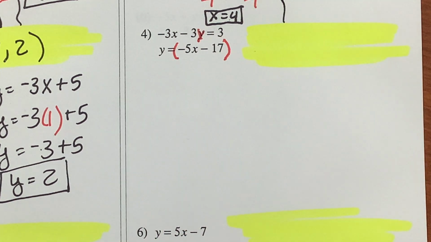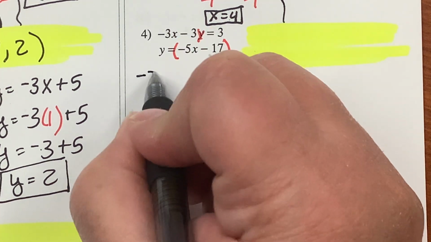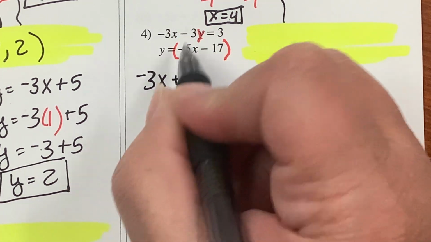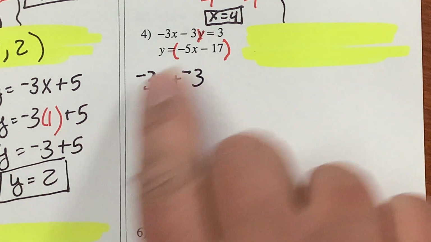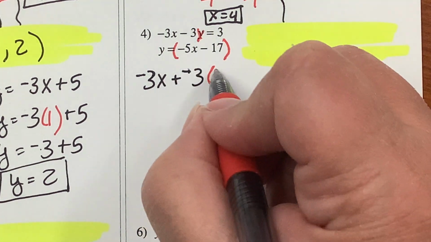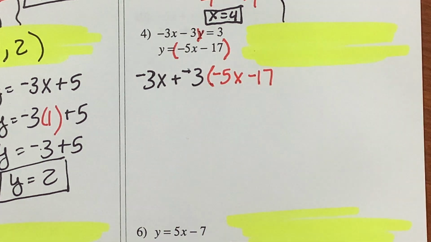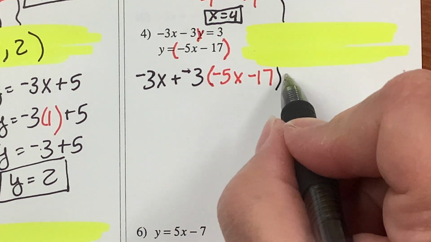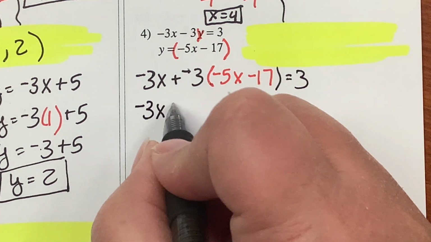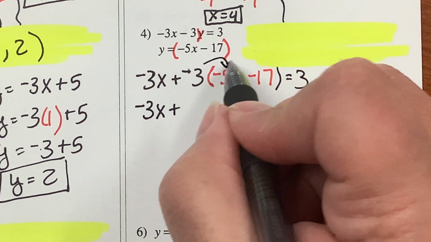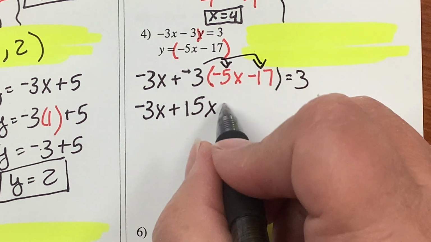And that's going to go up there. Copy the beginning: negative 3x plus, again, that minus is going to become plus a negative 3. Where the y was, substitute negative 5x minus 17 equals 3. Do some distribution. Negative 3x plus, negative times negative is positive 15x. Negative times negative is positive.